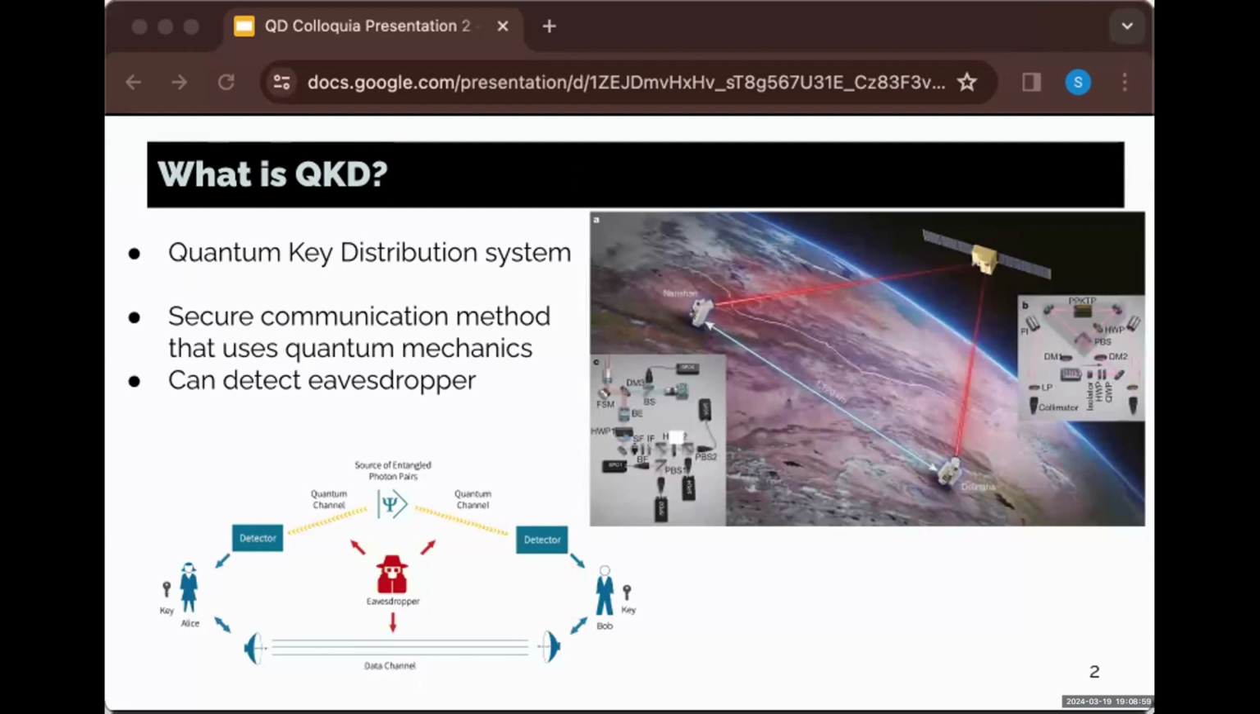QKD, quantum key distribution systems, have the potential to revolutionize the way we communicate and protect our data. The development of new and more secure QKD systems can have a significant impact on a variety of industries, including telecommunications, finance, and national security.